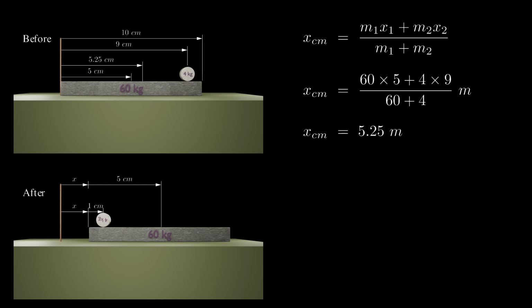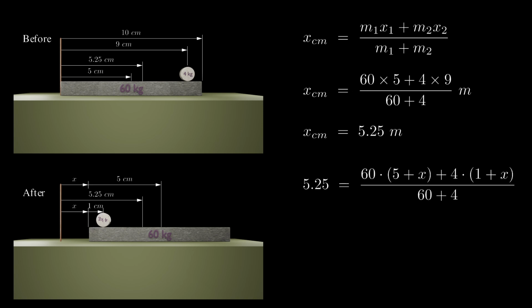As mentioned before, this should be the same distance to the center of mass, following the displacement of the cylinder. If we write the expression for the center of mass after the displacement of the cylinder, we should be able to calculate the distance that the steel rod should move to maintain the center of mass in the same position. When we solve for x, we find that the displacement of the steel rod is half a meter.